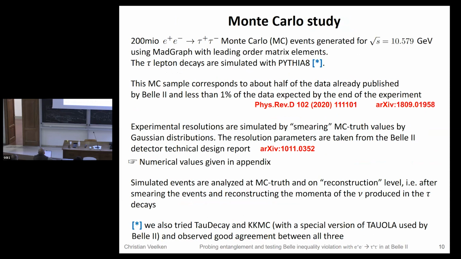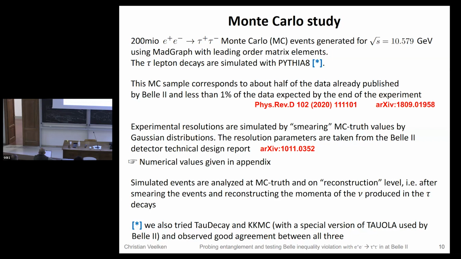Now, to test how well all this works in practice, we have produced a sample of 200 million tau pair events. This is about half the data that Belle II has recorded so far. And the events were produced with MadGraph using the leading order matrix element for the process e plus e minus to tau plus tau minus at the Upsilon(4S) resonance center of mass energy of 10.579 GeV. And the tau lepton decays were simulated with Pythia. We also compared other tau decay programs, and we got compatible results. The choice for Pythia is simply because this is the default in CMS, so we understand and trust it the most.